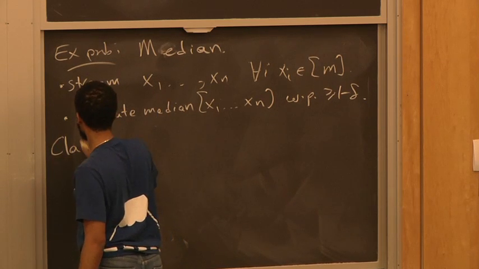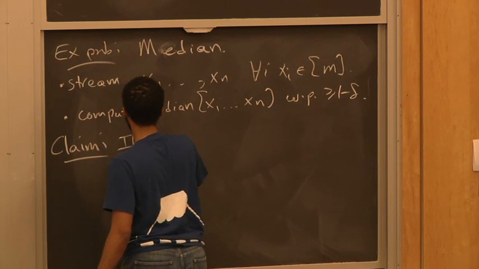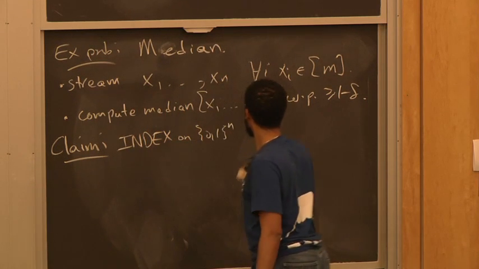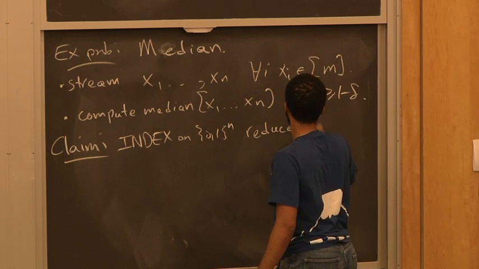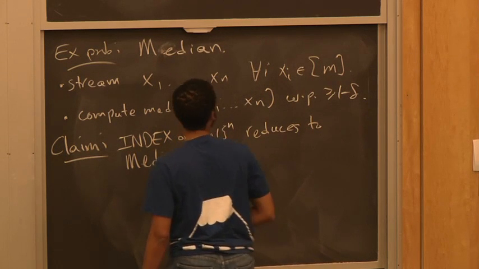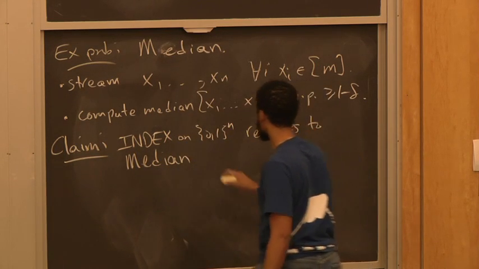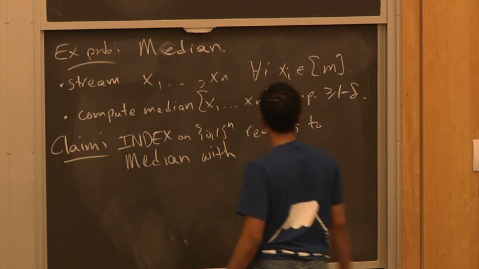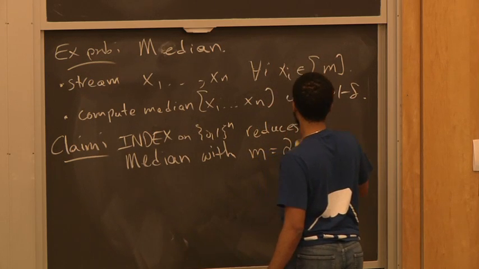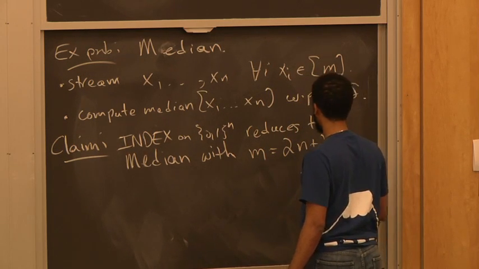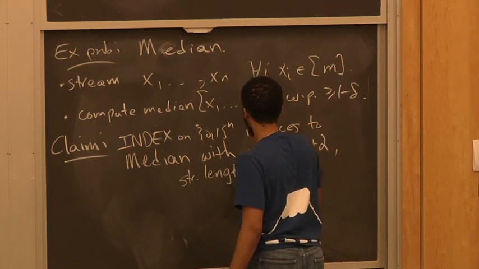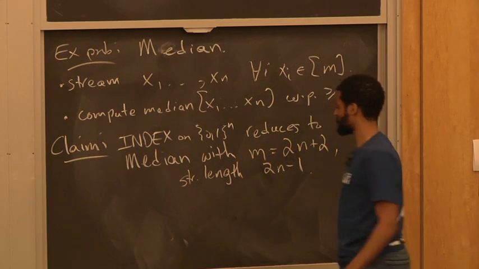So claim: index on {0,1}^n reduces to median with m being something like 2n plus 2, and stream length 2n minus 1 or something like that.